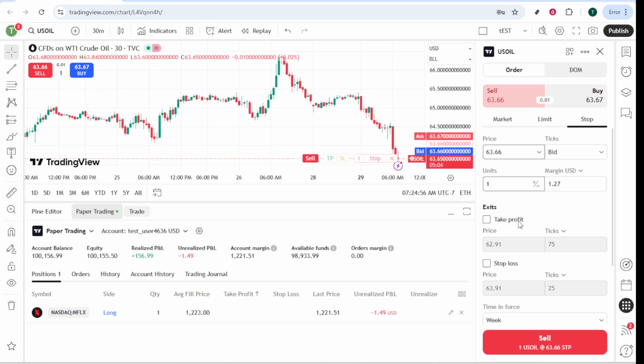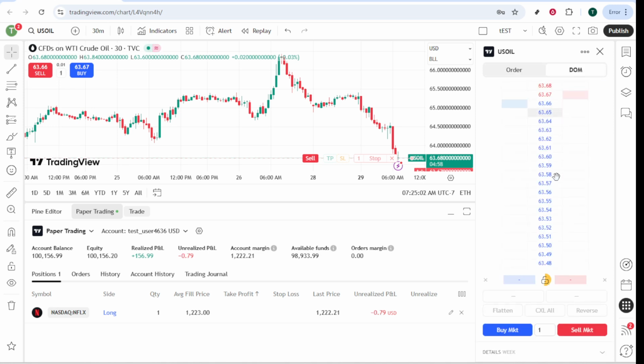These options are available directly within the order ticket, allowing you to set thresholds for automatically closing your trade at predetermined levels, either to lock in profits or minimize losses. With these steps complete, take a moment to review all the details carefully. Once you're satisfied, confirm the order to execute the trade.